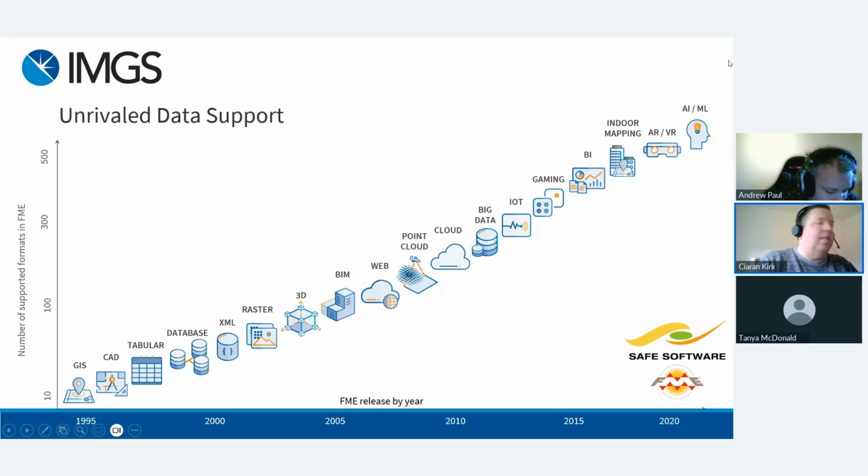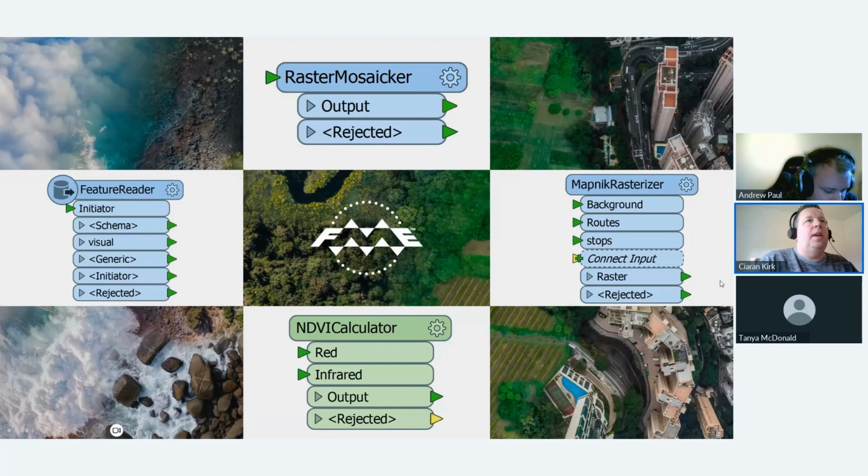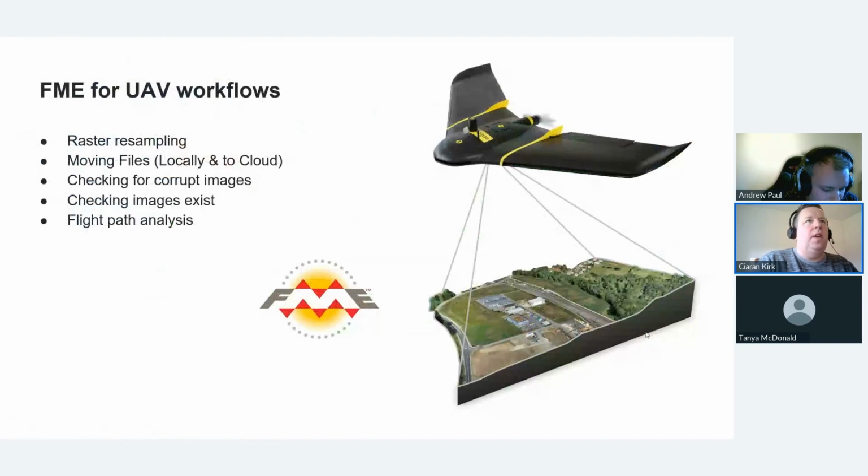The latest innovation at the top of this line now is natural language generation modeling. So things like ChatGPT are now in the product. With FME, we have a lot of the operators that Andrew has been showing: being able to read features, do NDVI calculations, and mosaic rasters and bring them together. FME is very good for UAV workflows, so it can do raster resampling, move files locally into the cloud, check for corrupt images, check images exist, and do flight path analysis.